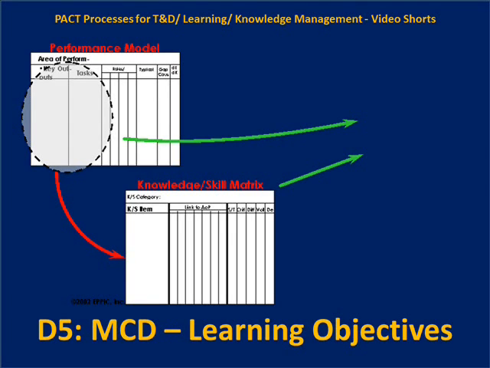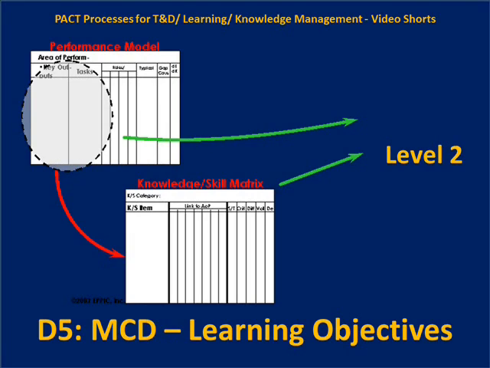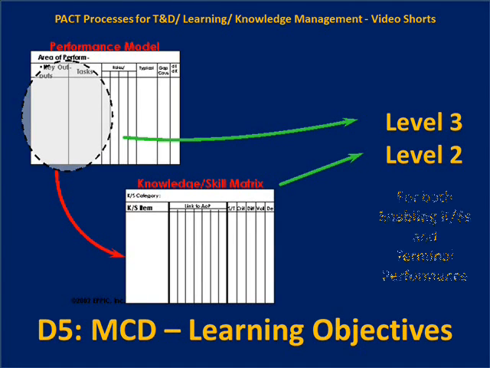This helps us identify what the level 2 mastery of learning objectives need to be, but also, and even more importantly, what the level 3 transfer to the job objectives are, authentically. Enabling knowledge and skills and terminal performance are articulated in the analysis phase and then brought to life in the design phase and later on in the development phase of the actual instructional and informational materials.